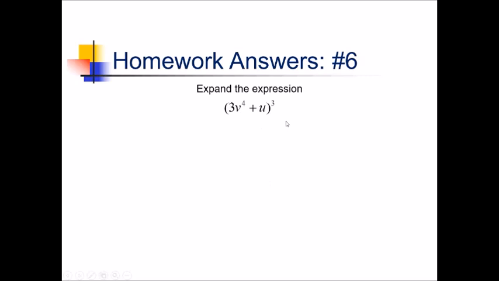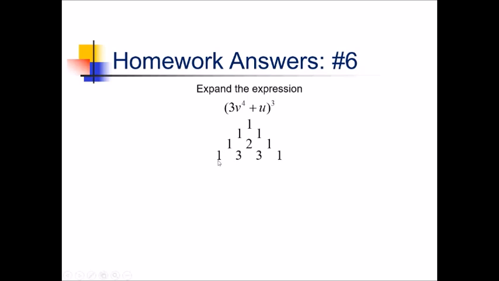For this problem, we're trying to raise this binomial to the third power. So we'll use Pascal's triangle down to level 3 to get a shortcut formula for doing this. So we've got level 0 and then level 1. On level 2, we've got 1, 2, and 1. On level 3, we've got 1, 3, 3, and 1.